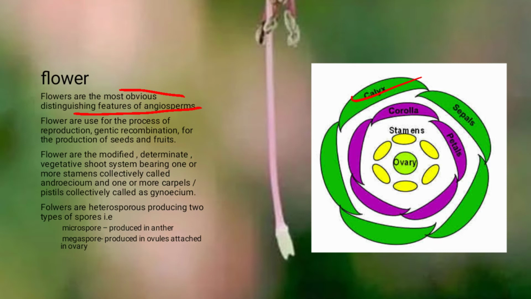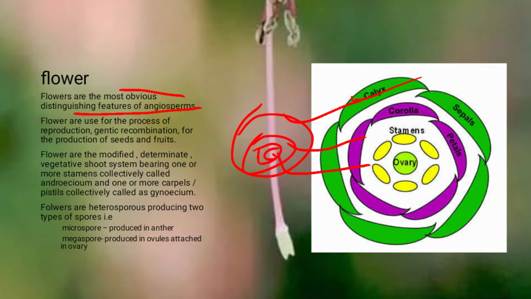The floral parts are arranged in four different whorls in concentric rings. The outermost whorl is called the calyx. The second whorl is called the corolla. The third whorl is the androecium, or the male reproductive organ bearing structures. The fourth whorl, the innermost whorl, is called the gynoecium, which is the female reproductive structure. So, the male reproductive structure together is called the androecium and the female reproductive structure together is called the gynoecium.